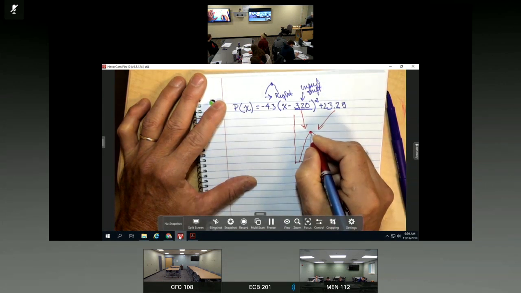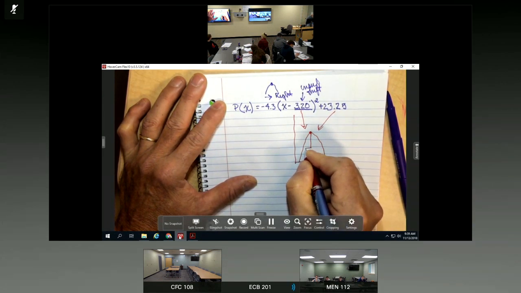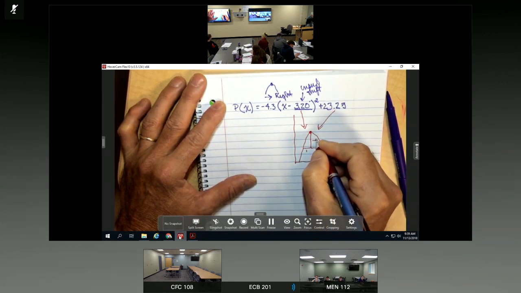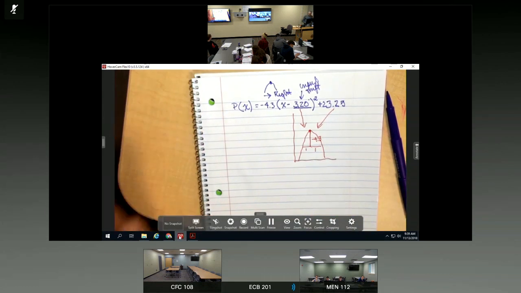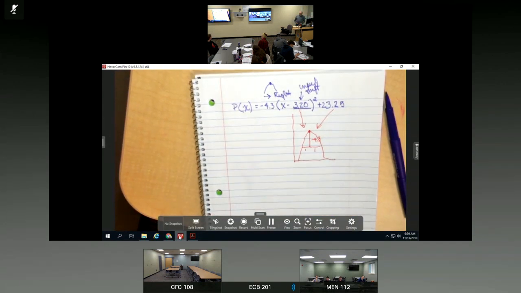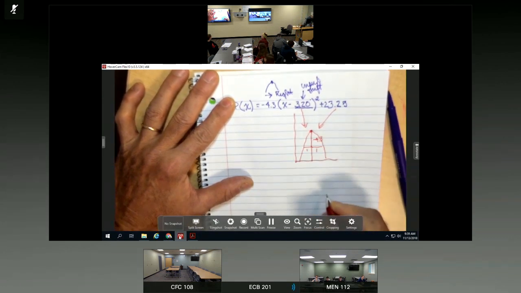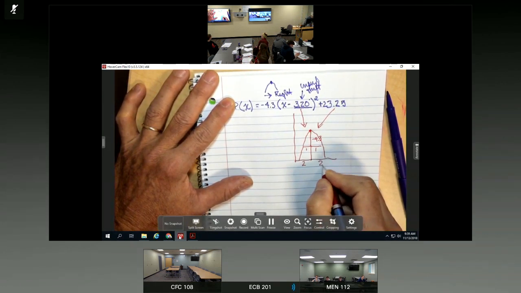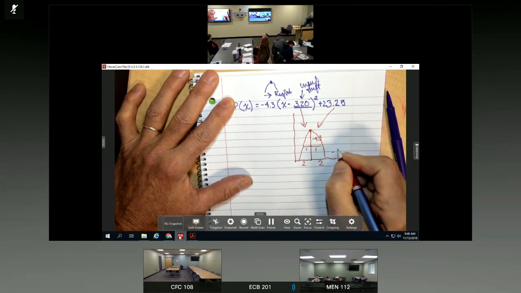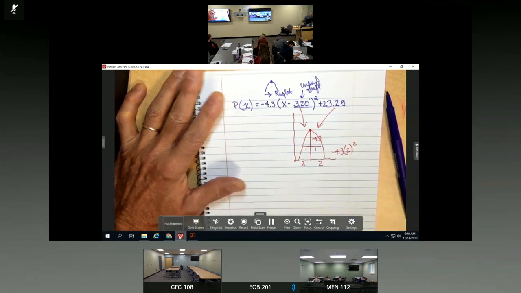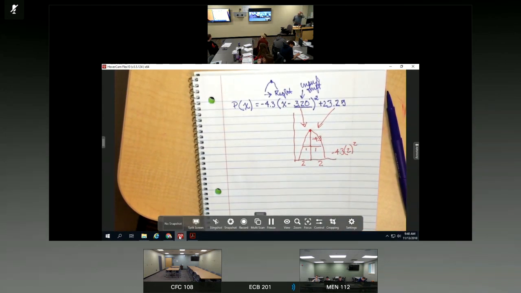From there, to go left 1 and right 1, we have to go down $4.30. To go left and right 2, we have to go down $4.30 times 2 squared. I don't know what that is, about $17, something like that. $18.